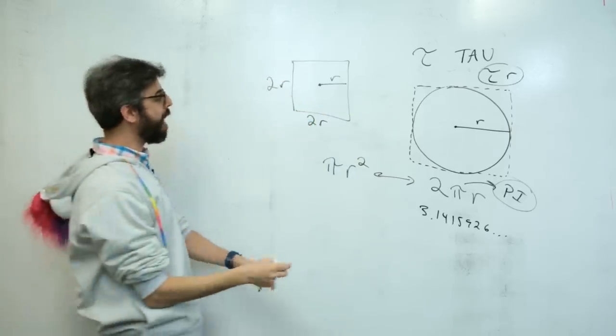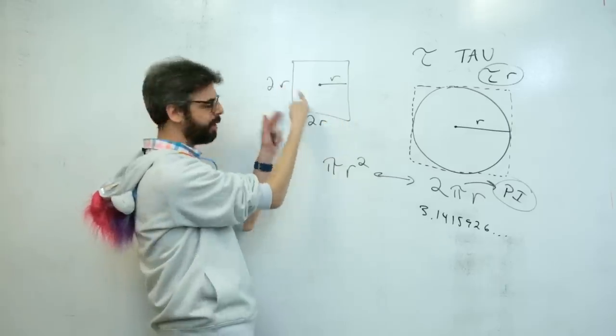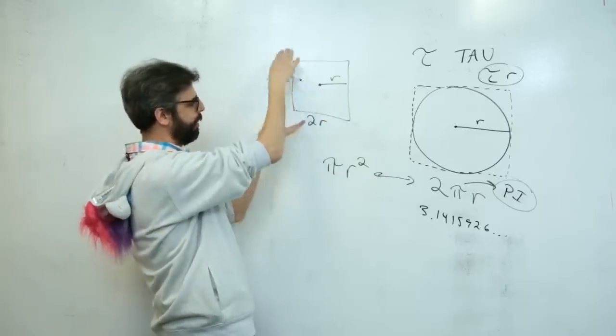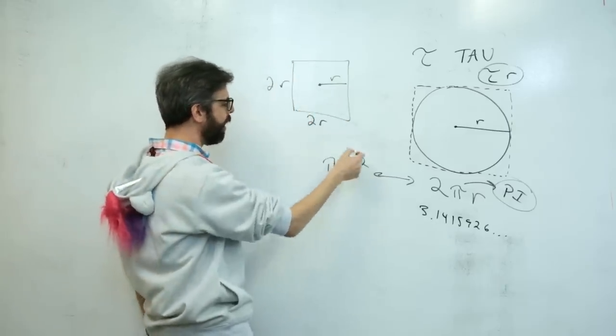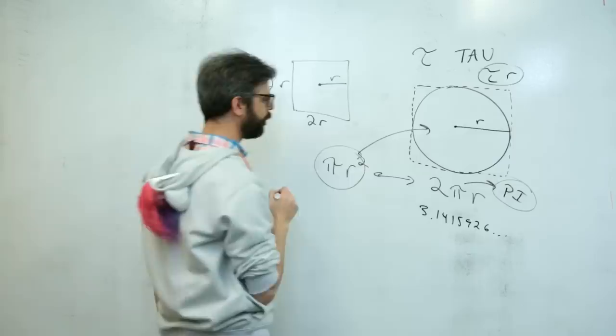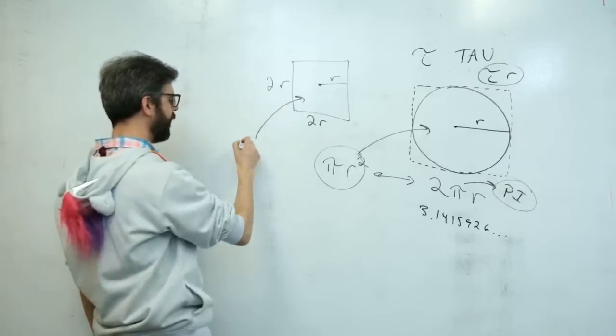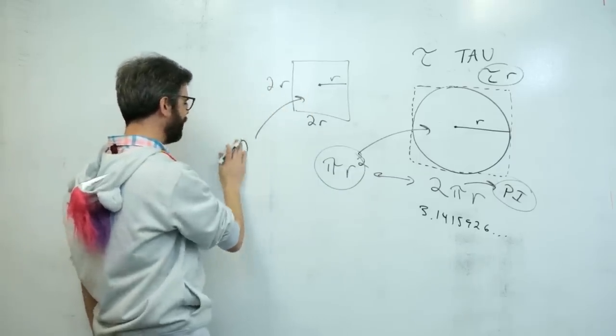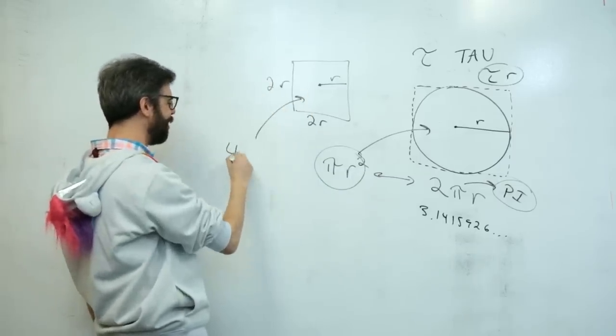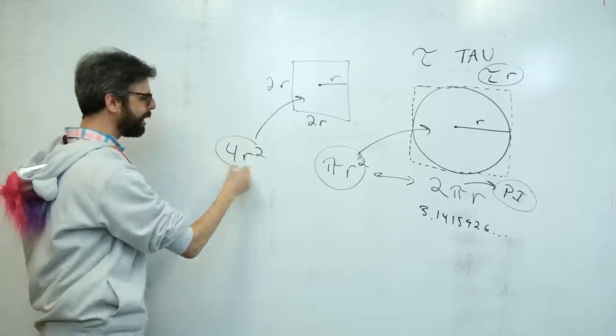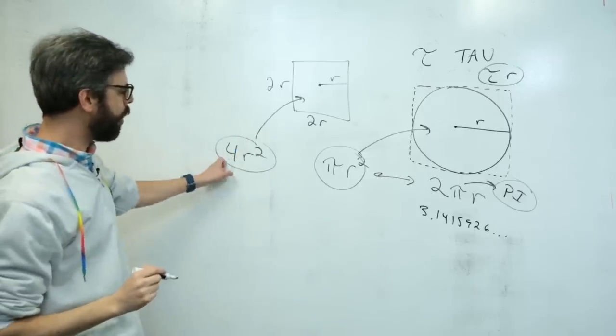The area of a square is the width, or of a rectangle is the width times the height, a square just being the side squared. So this is the area of the circle, and the area of the square is 4. 2 times 2 is 4, r squared. So look at that: 4r squared, pi r squared.